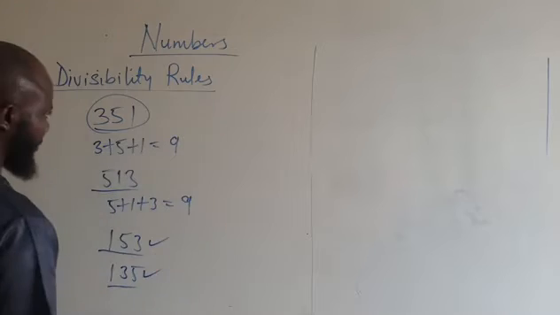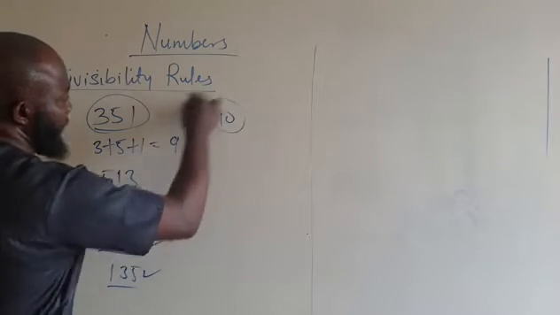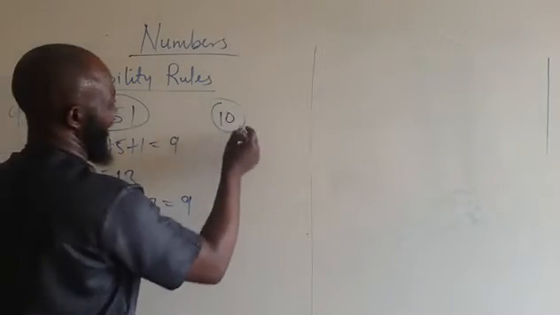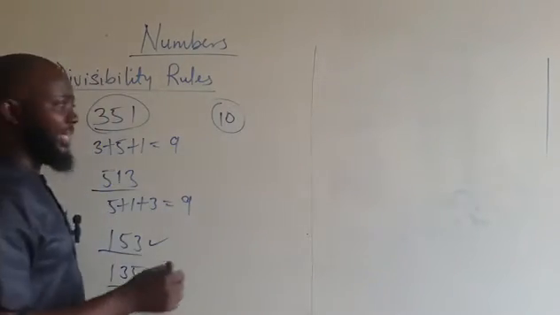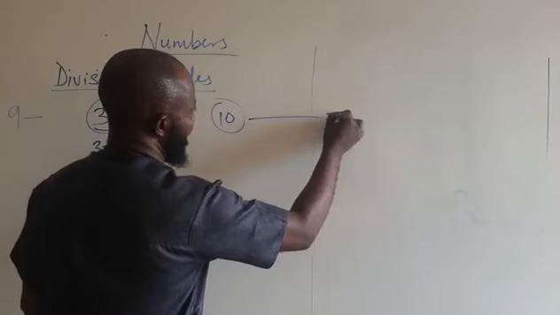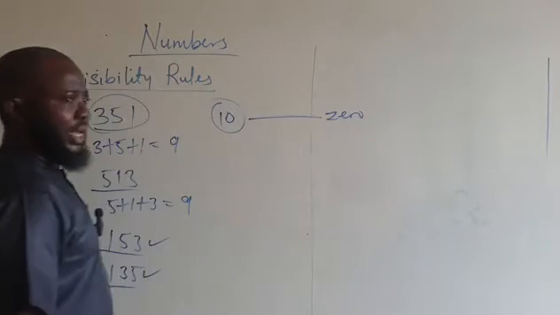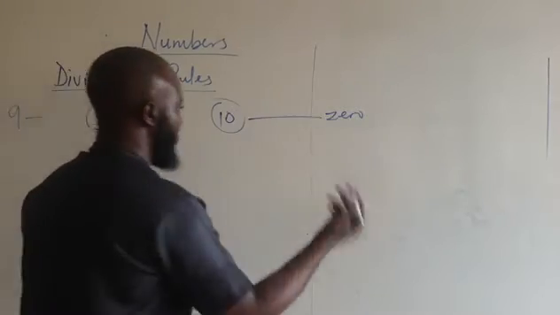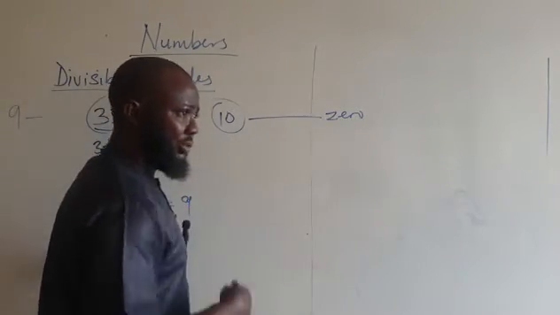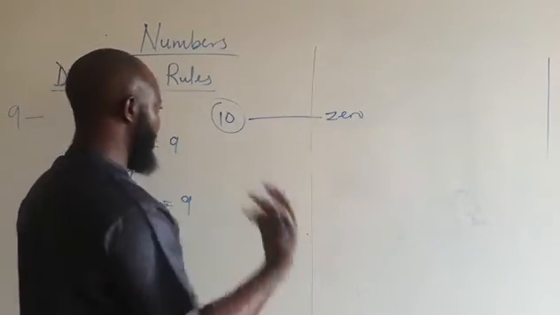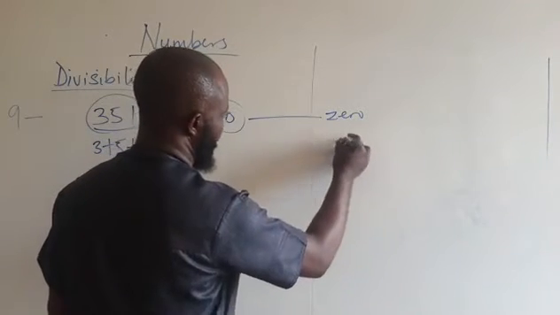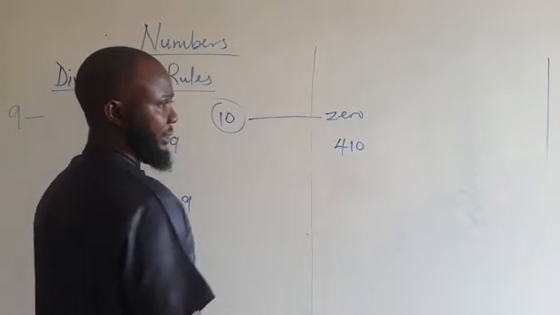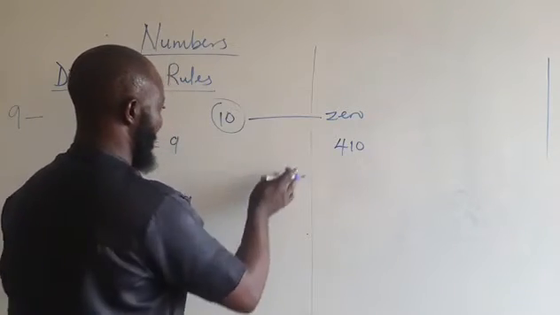For 10, 10 is straightforward. A number is divisible by 10 if that number ends with 0. So any number that ends with 0 is divisible by 10. Just name it, whether 2 zeros, 3 zeros, 4 zeros, any zeros. So for example, you have 10, it is divisible by 10, and so on and so forth. So we move to 11 now.